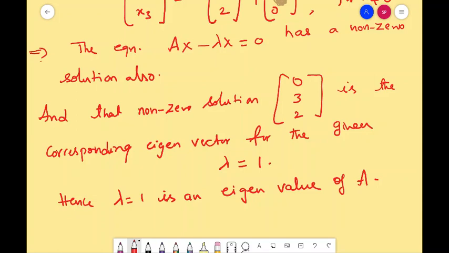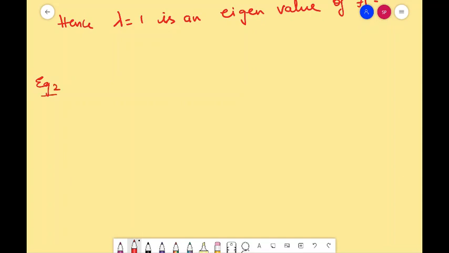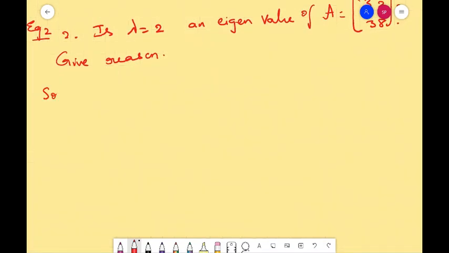So let us do one more example on the same. Let us take the second example. Example 2: is lambda equal to 2 an eigenvalue of matrix A equal to 3, 2, 3, 8? Then give reason whether it is or not. So let us take the solution. Here we are given A equal to 3, 2, 3, 8, a 2 by 2 matrix, and lambda equal to 2.